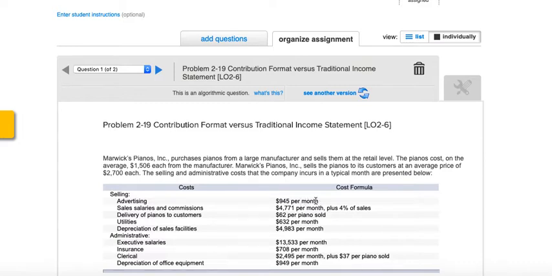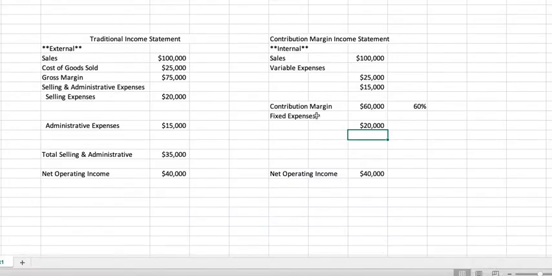So we're going to come down here and we're going to say, okay, selling is $945 a month. That is fixed. Sales, salaries, and commissions, that's fixed, this per month. This 4% of sales is variable. Delivery of piano, that varies by sales, that's variable. Utilities, that's fixed. Depreciation. So you get the idea. You've got to figure out what's fixed, what's variable, so that you can go back and do this contribution margin income statement and use that to make decisions internally about your products.